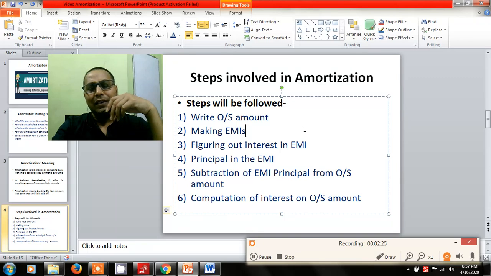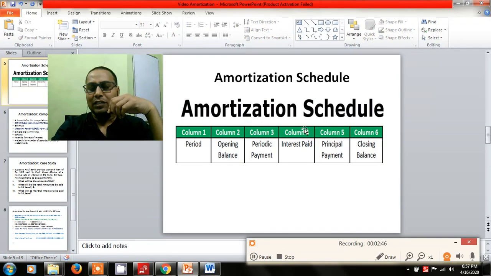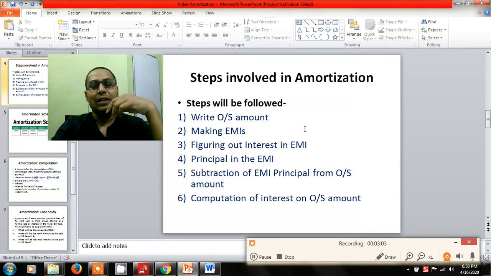If the interest part is calculated, the principal will be very simple, because after deducting the interest part from the EMI, the remaining part is the principal part of the EMI. Subtracting the EMI principal from the outstanding amount, there will be a remaining outstanding amount. The amortization schedule is made in different columns. Number one may be the serial numbers. If 30 installments are to be paid by the borrower, there will be 30 rows, and columns will be there according to the steps we have just discussed.